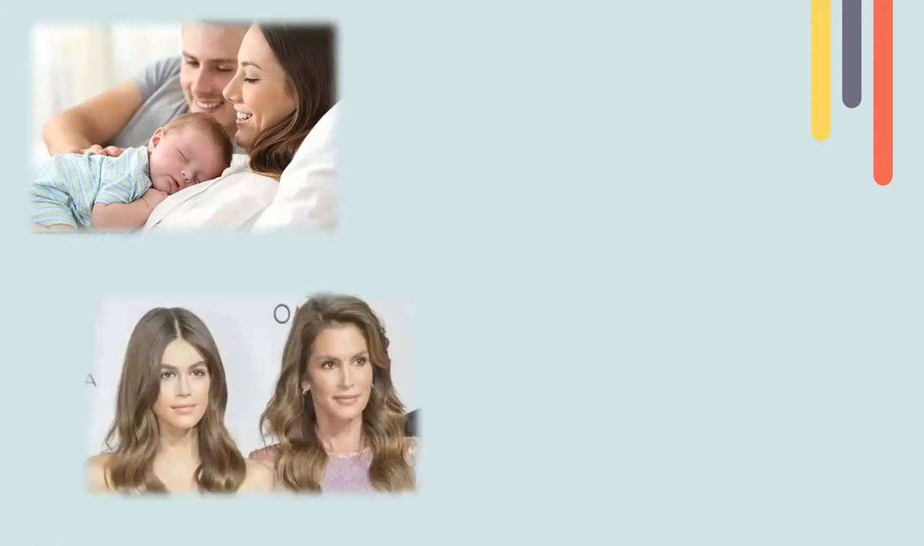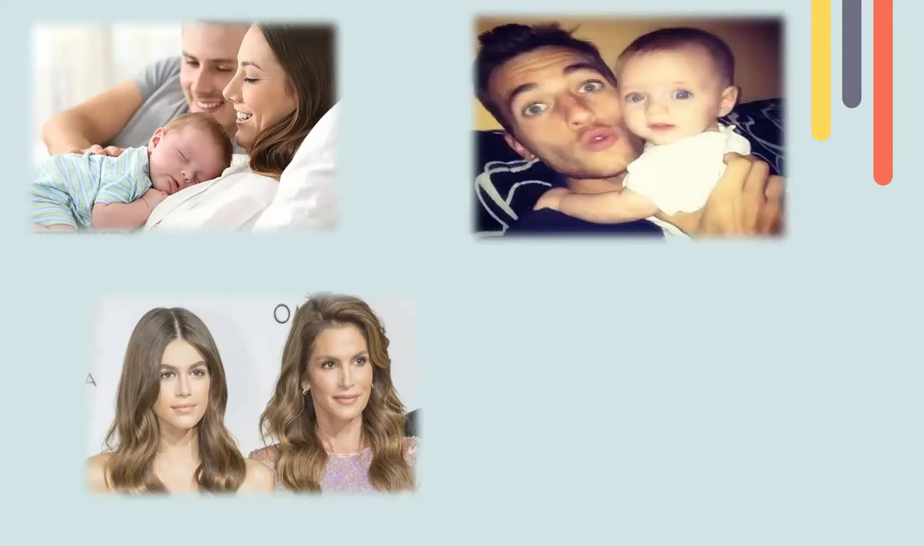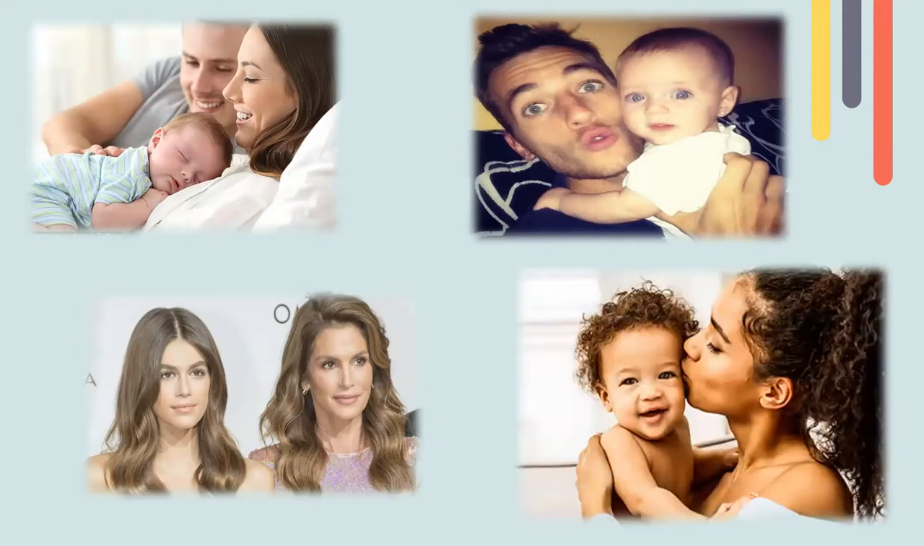For example, the baby got the skin type of both the parents, which is fair skin. Next, the daughter inherited the facial feature of her mom. They almost look the same. And the father passed on his blue eye color to his son. And this one, the baby inherited the curly hair and the skin color of the mother.